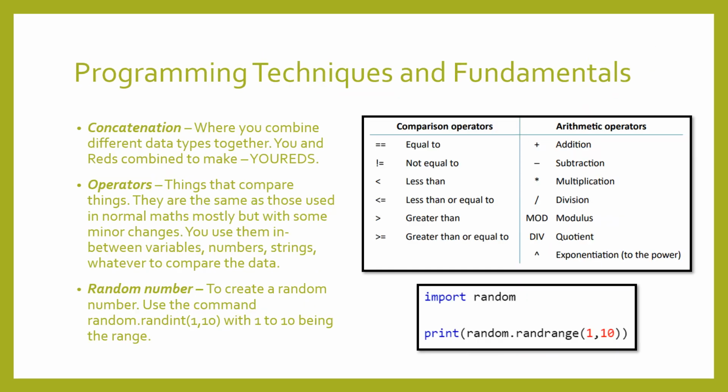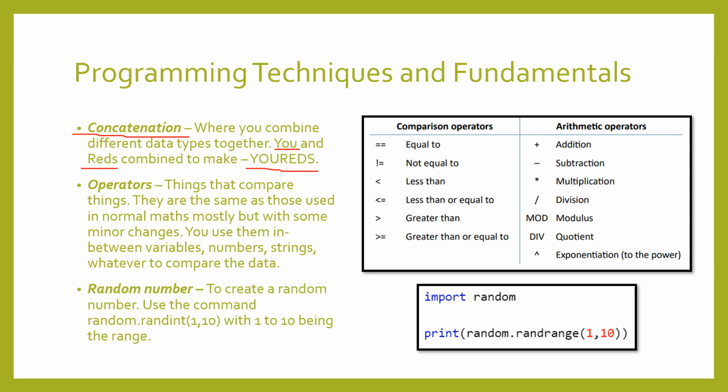Next one are different programming techniques. Now there's a range of different things that you need to know about, so I'm going to go through a few. This one here is called concatenation. It's essentially where you're combining different data types together. So if I've got two strings, the word you and the word reds, I combine them together as a whole string to become you reds, and that's concatenation, combining different data together, usually different data types, but in this case they're both string.